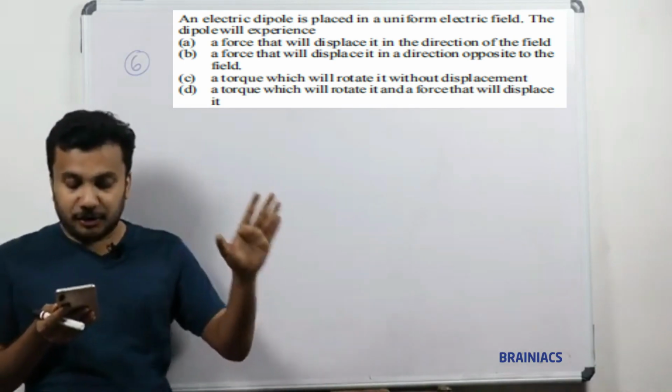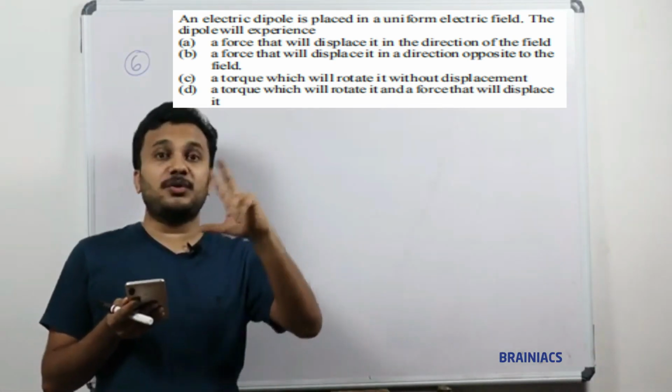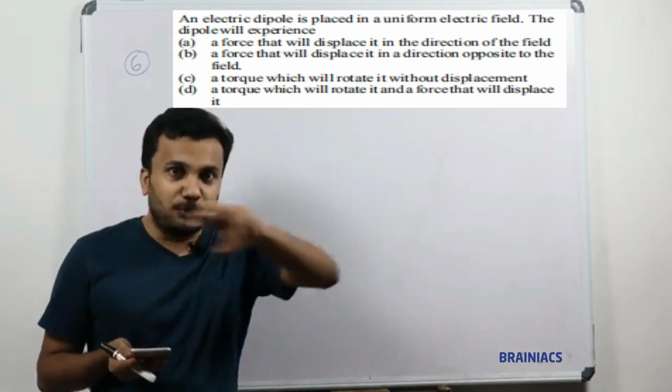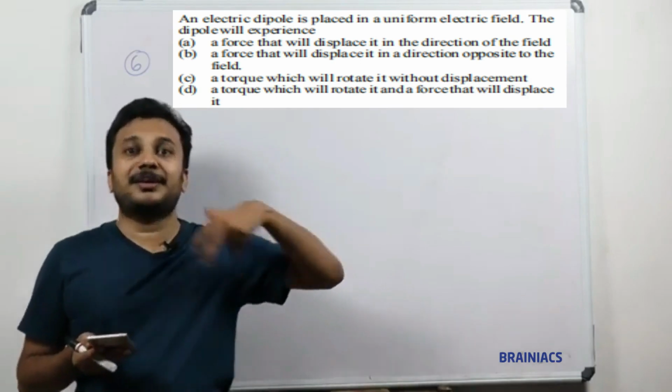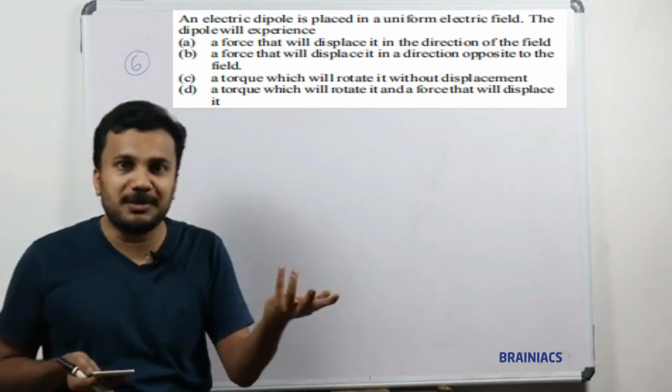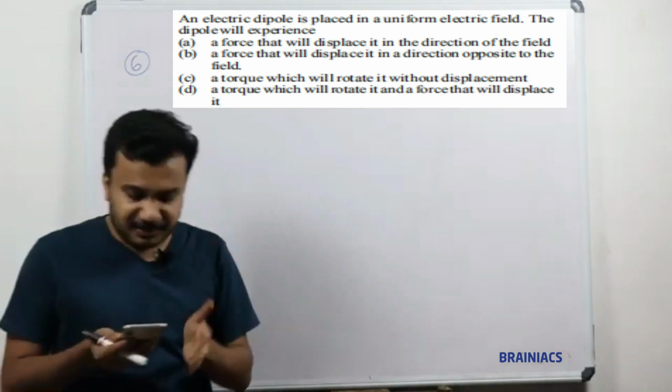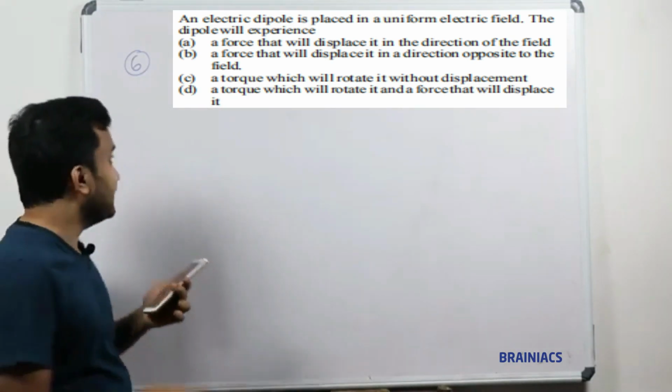Third one, C, a torque which will rotate it without a displacement. When there is a displacement, when something is moving linearly, linear motion requires a force. So without a displacement indicates there is no force, but there is a torque. So that is the answer. The answer to the question is option number C.